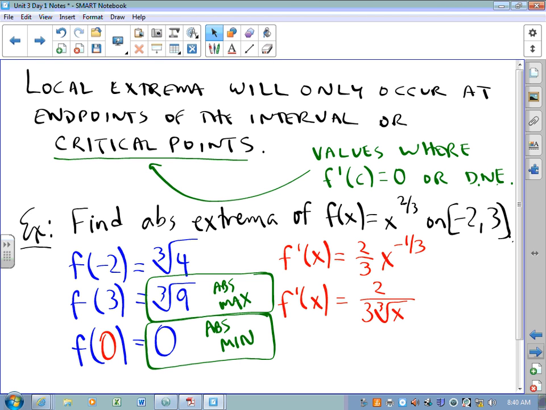Now, this is a big deal because I'm going to be asking us to find extrema for the next couple of weeks. And so you've got to have in your mind, I check endpoints, I check critical points, because that keeps coming back over and over again, like I will starting tomorrow.